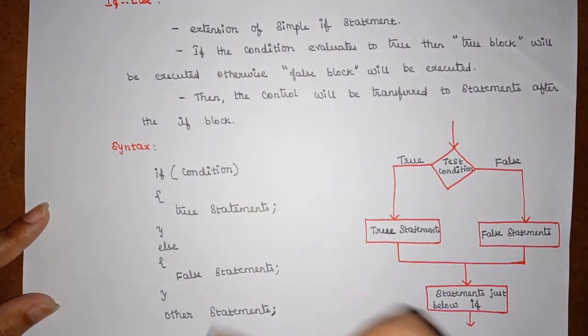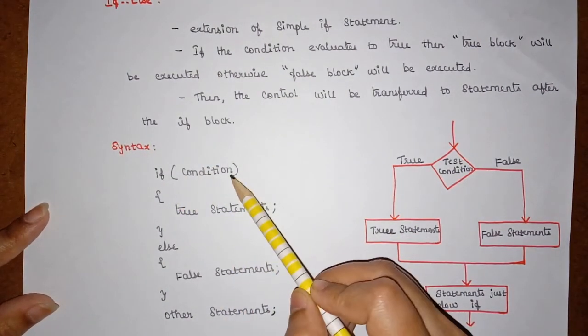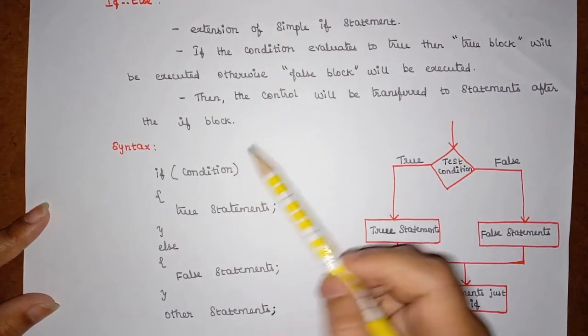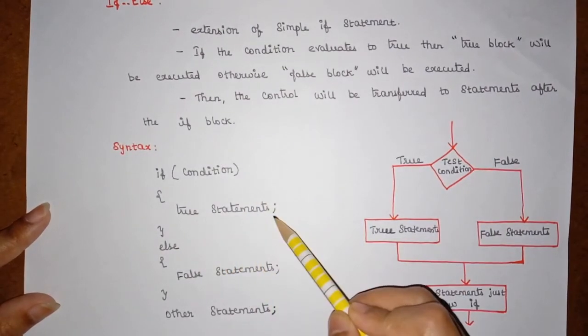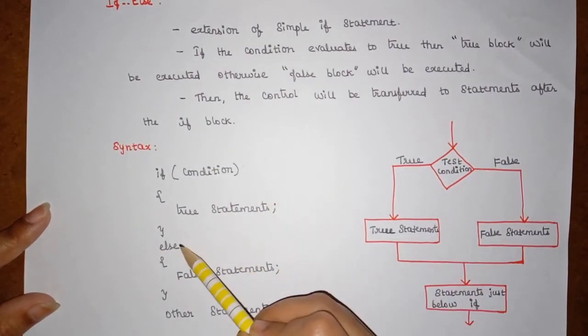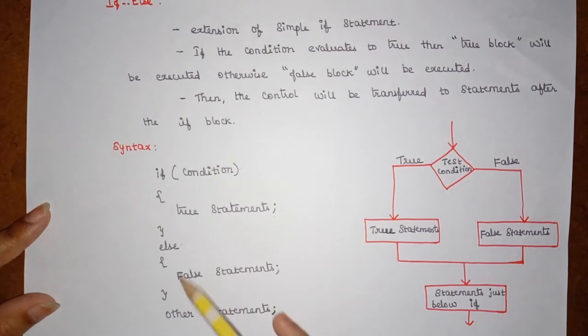This is the syntax. So initially we have if, and we are going to check the condition in this if. If it is true, then these true statements will get executed. Else it will move to the else block, that is, the false statements will get executed.